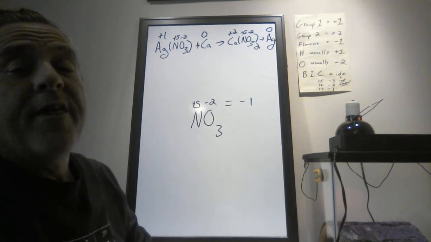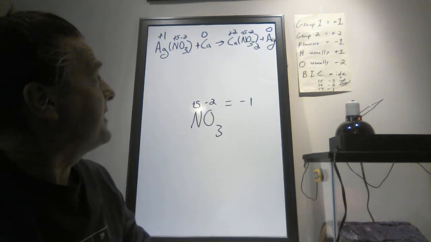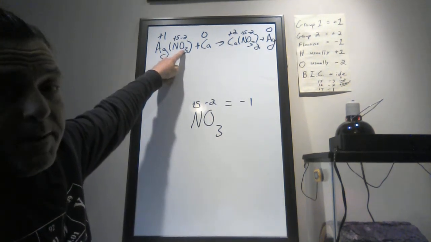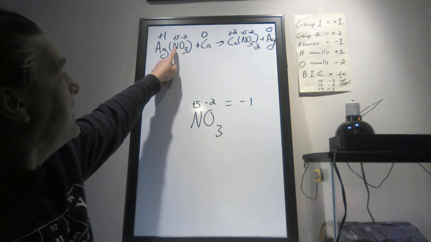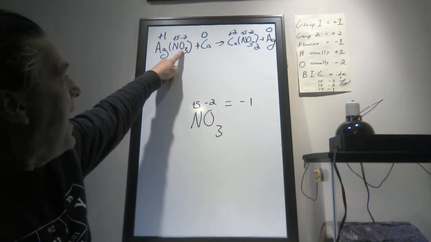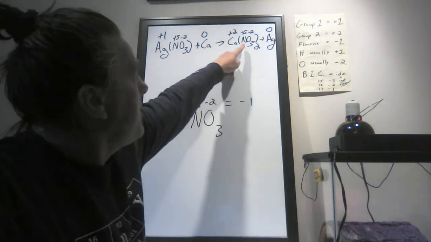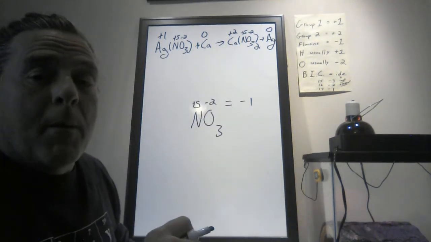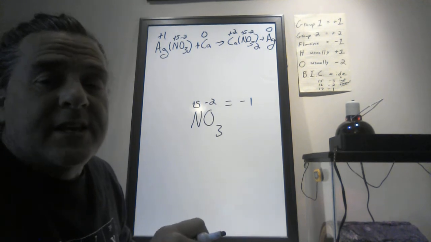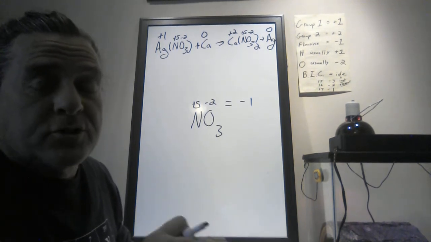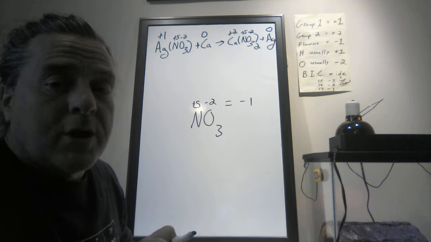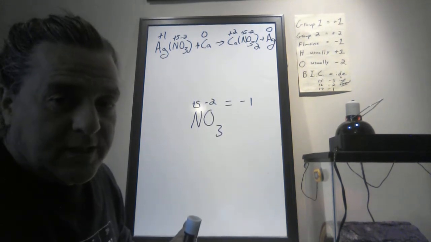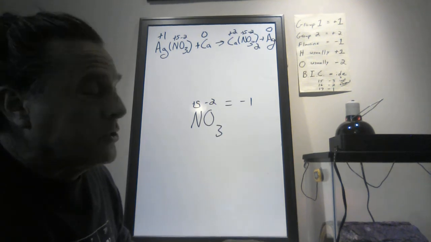And now, this is what we do. We look for the things that change. The nitrogen and the oxygen in the nitrate polyatomic ions did not change. Nitrogen's +5 here, oxygen's -2 here. +5 here, -2 there. There's no change. What we want to do is track the change of the individual elements in the numbers that are in the equation. We want to track the changes in the oxidation numbers. One's going to go up, which is oxidation. The other goes down, which is reduction.